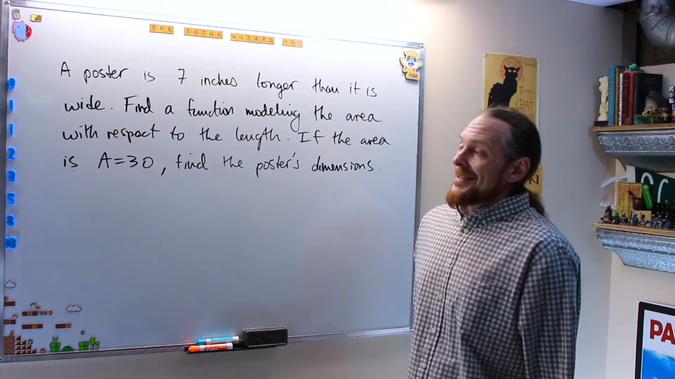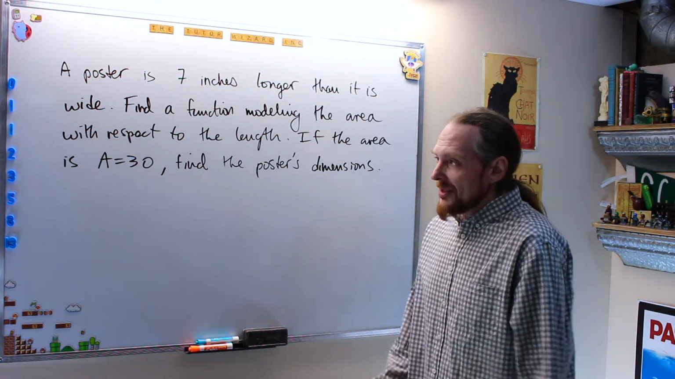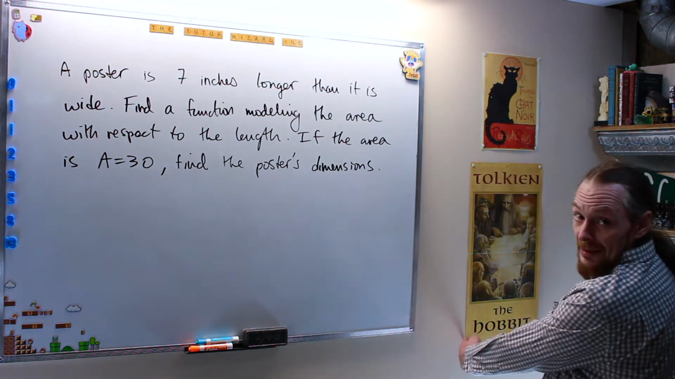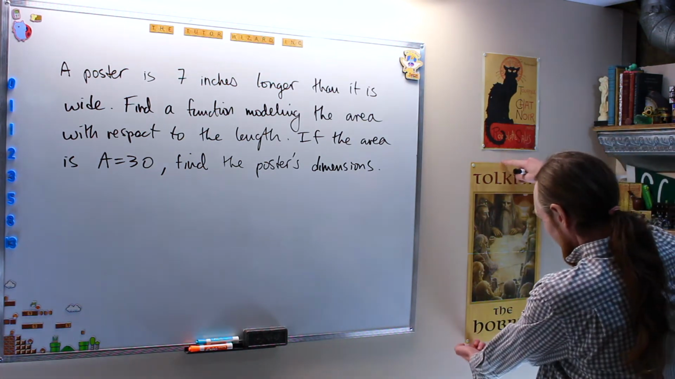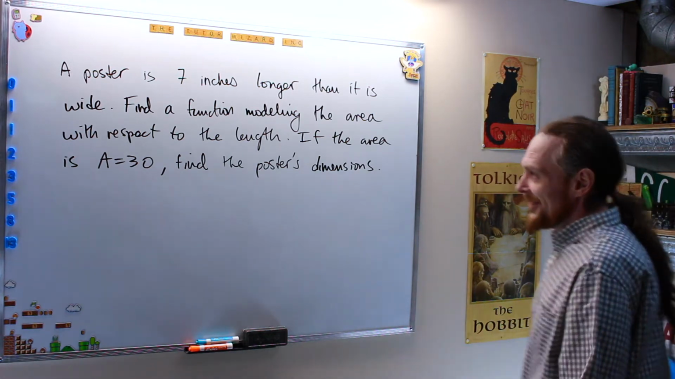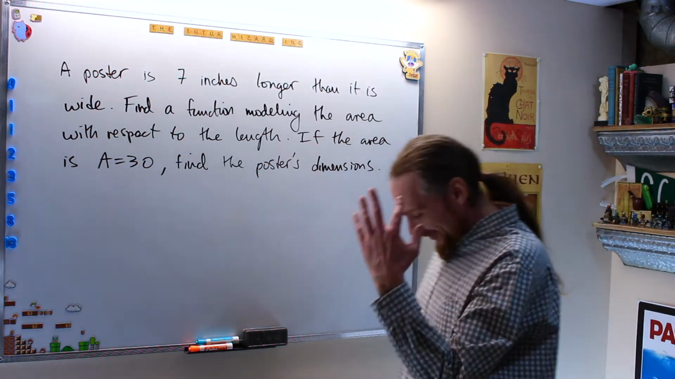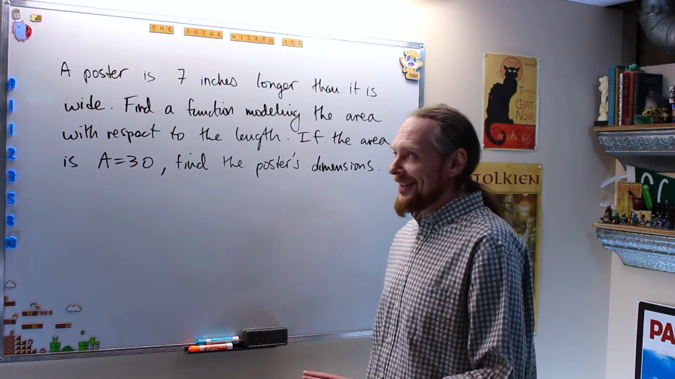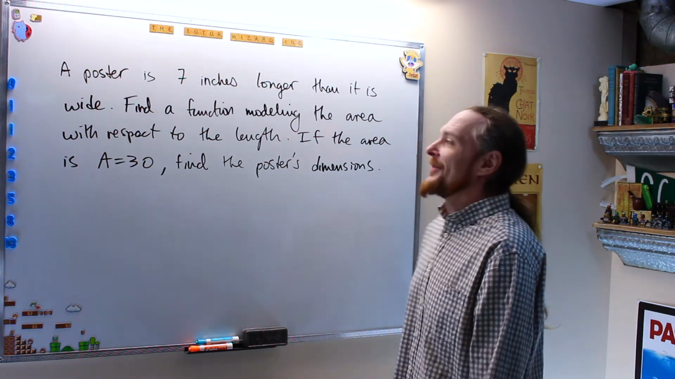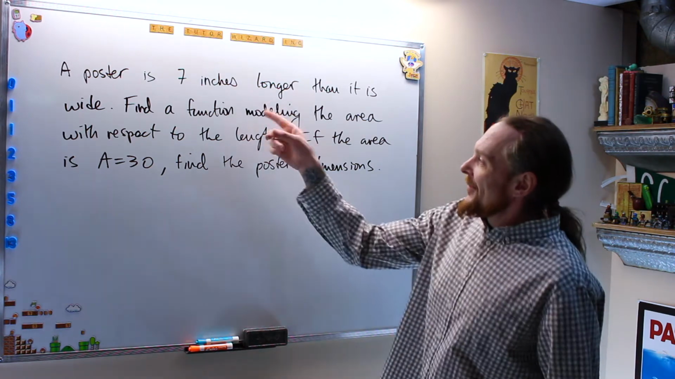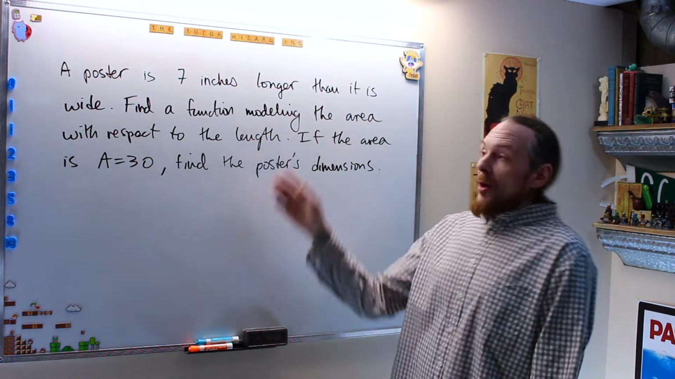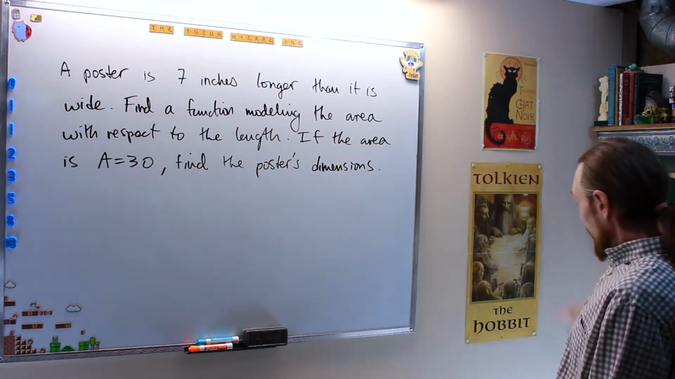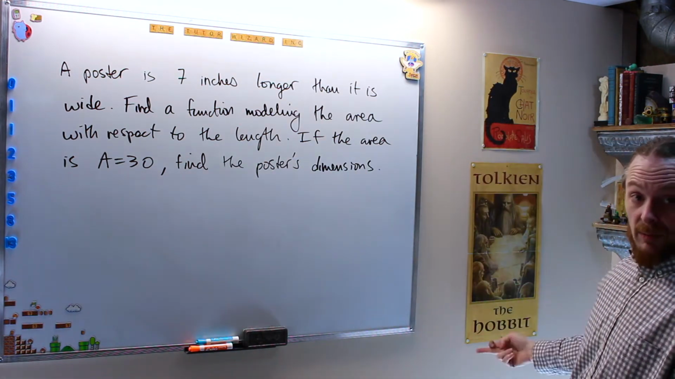So what it says is we have a poster which is going to be described. Some poster is 7 inches longer than it is wide. I have no idea if that one actually is, but it seems reasonably close to our example. I'll check in a second. We'll fact check. Let me clarify. I'll make someone else check those dimensions. So a poster is 7 inches longer than it is wide, and it wants us to create a function modeling the area of that poster with respect to the length is what we're doing.